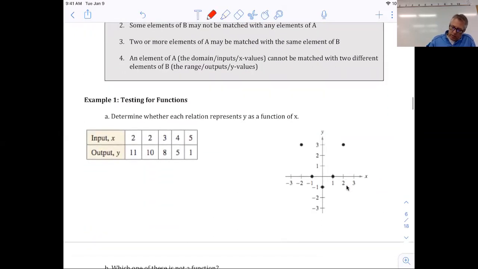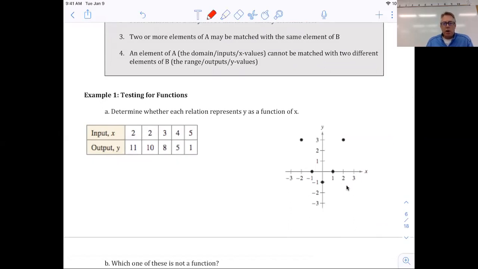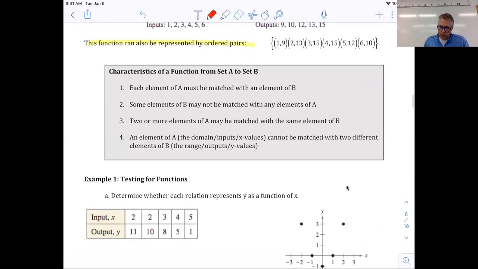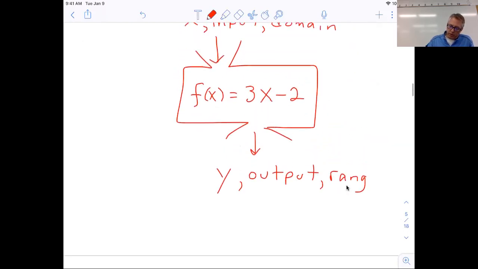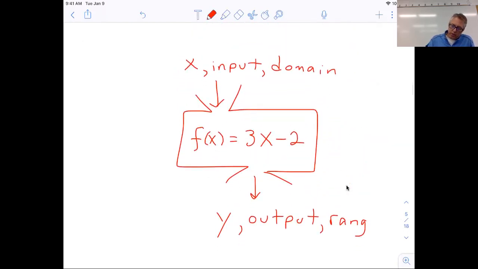So let me go down here and say which of these are functions. There's a key element to functions, and that is that for every input, there is a unique output. That means when you input something into this function, it always has to spit out the same thing. Like before, we input a 5 and it spit out a 13. If you input 5 again, it's still going to spit out a 13 because it's a function.